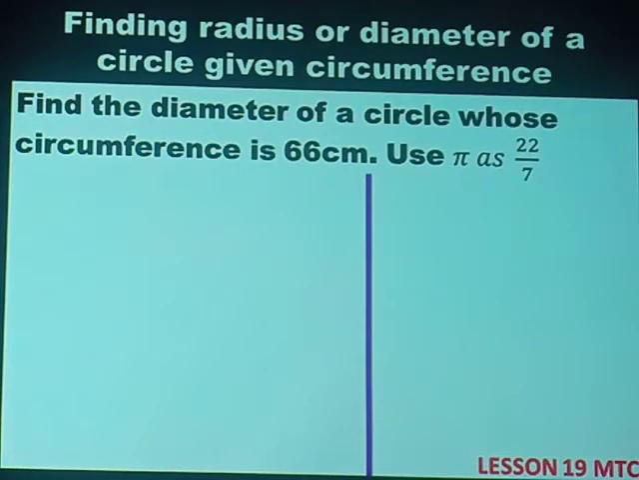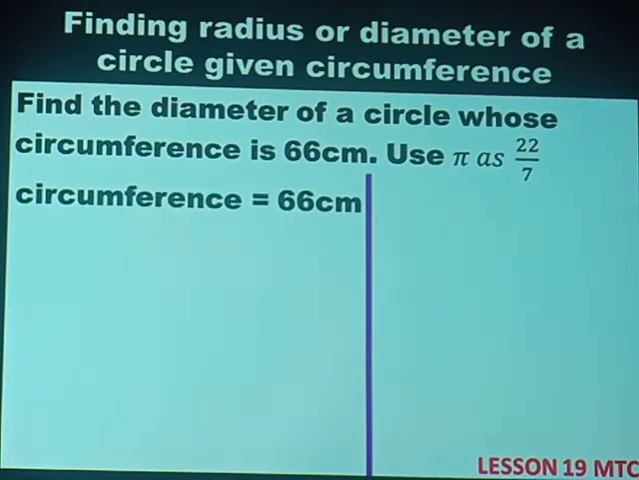In this question, they want us to find the diameter. And in this question, we are given the circumference, and our circumference is 66 centimeters. It's very, very important for you to identify the keywords in a given question. Among the keywords we have is the circumference, which is equal to 66 centimeters. We are going to use this circumference to look for the diameter.